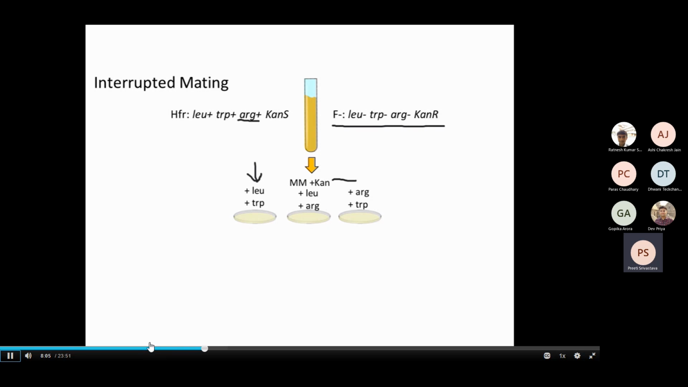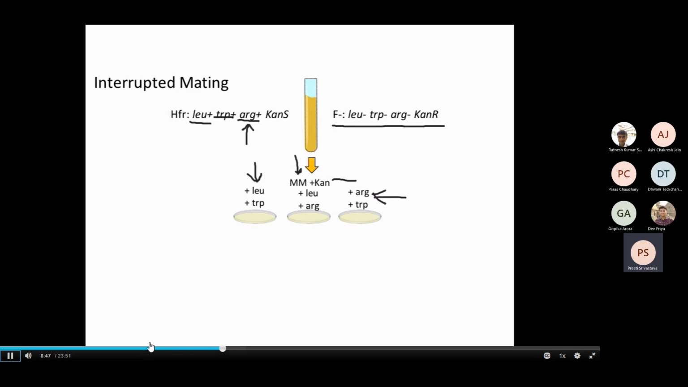So the only cells that are going to be able to grow in the absence of Arg are those cells that have received the prototrophic marker from the HFR chromosome that was copied and transferred over during conjugation. For the second condition, we are selecting for F- cells that have received the TRP prototrophic marker from the HFR, because we are not putting tryptophan in the media. So only the F- cells that have received that prototrophic marker through conjugation will be able to grow. And then in this third condition, we are selecting for F- cells that have received the prototrophic Leu marker from the HFR, because these cells would be able to grow in the absence of Leu.